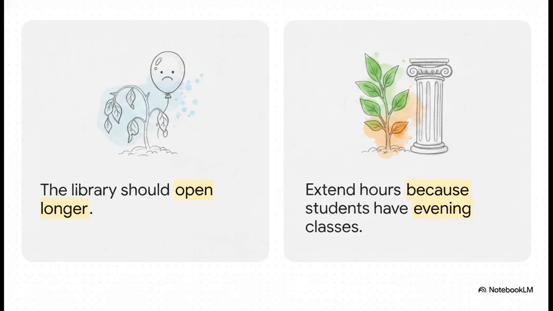Think about a weak opinion like, the library should open longer. Honestly, if you hear that in a meeting, it's so easy to just shrug and move on, right? It's totally dismissive. But instead, try saying this. I think the library should extend its operating hours because many students have evening classes. For example, students often need a quiet place to complete assignments after lectures. I mean, do you hear the difference there? That confident, reasoned tone totally proves the absolute value of the OREE formula.